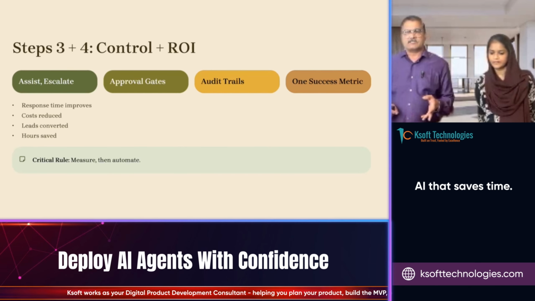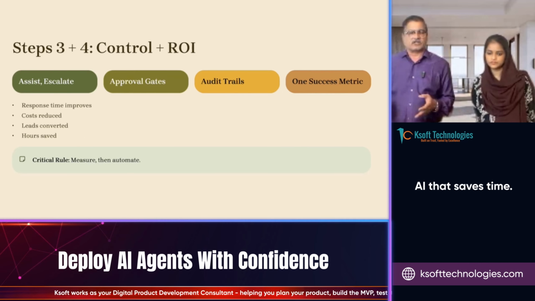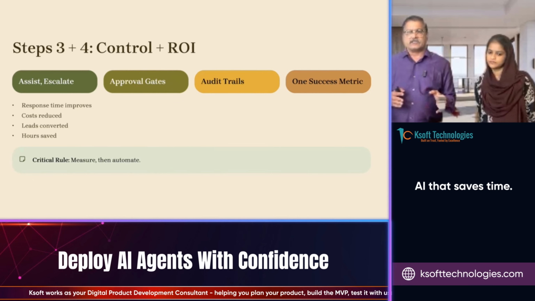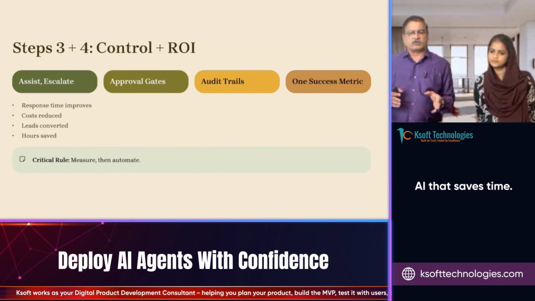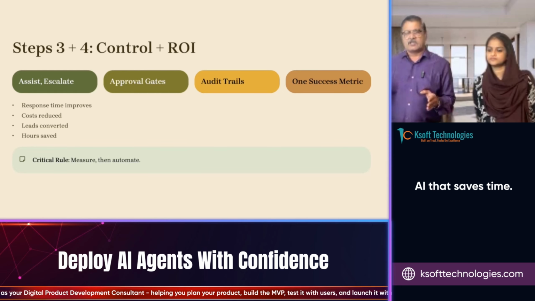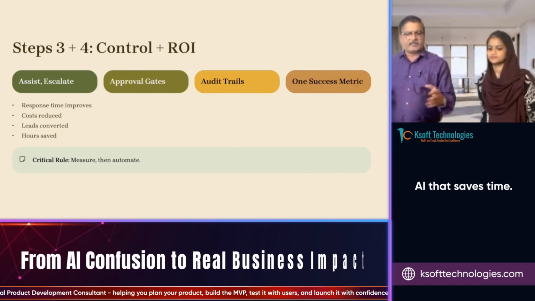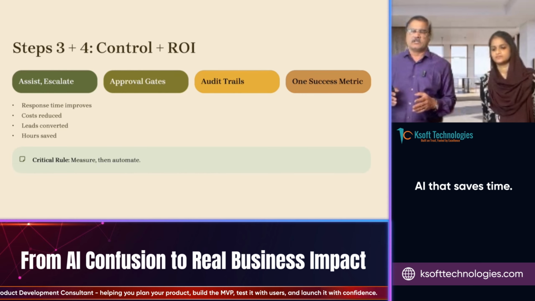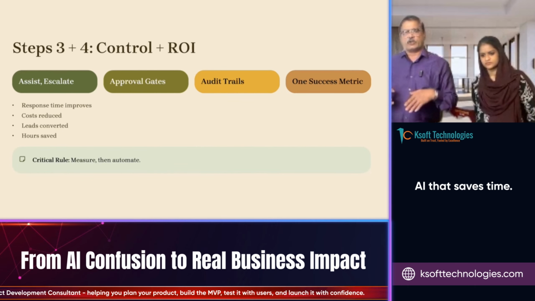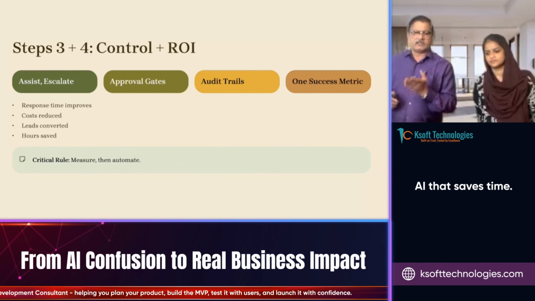And step three is four. Three plus four is control and ROI. So basically, any agent should have proper control. The team should have control over the responses and how that happens. You should also create a matrix of how the costs are reduced, how many leads are converted, and how many hours have been saved. Create a graph over a period of 6 months and compare it with the graph you had before, and that will show the results.